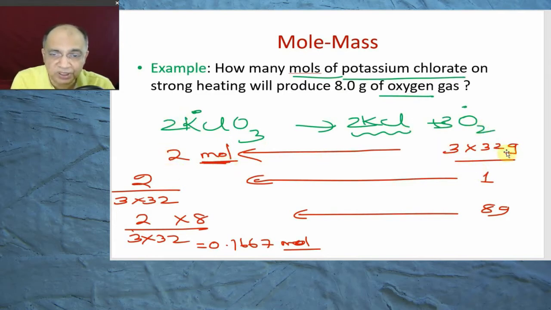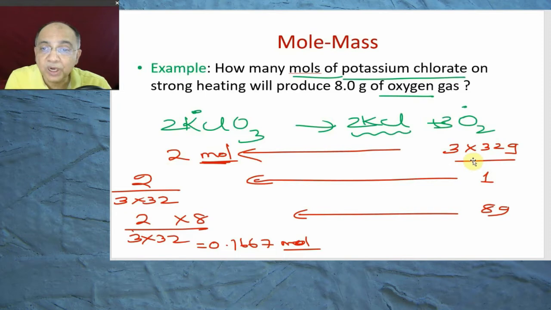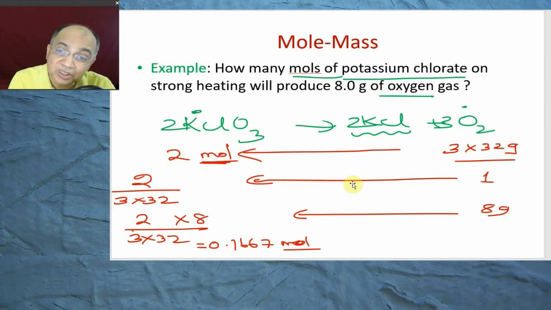3 mole means this. This is the stoichiometry, but the actual experiment is not in terms of moles. 3 moles has not been produced. Had it been 3 moles, this would have been 96: 3 twos are 6, 3 threes are 9, 96 grams. But the data is only 8 grams. So we have to make a unitary method.